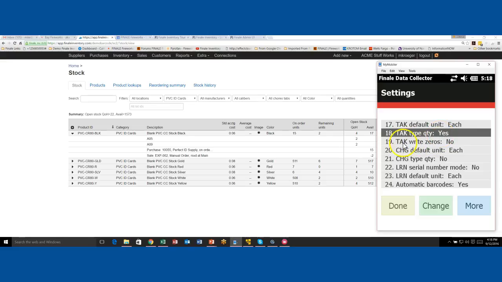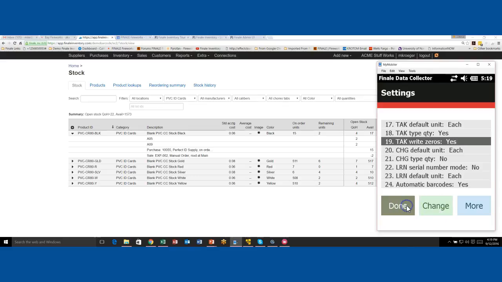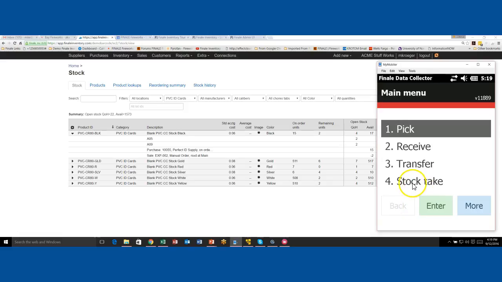But here's where we're talking about write zeros. By default this function is set to no, which means you're just in a plain old cycle count. But if you want to do a total and complete audit where it will write zeros to anything you do not scan, you will click on this setting and change it to yes. Now you've changed the way that the stock take behaves, and it's more in a write zeros mode, which means it's an audit mode. All you have to do to apply the change is say done, and now when you take your stock take, you're in the write zeros mode versus the other way.